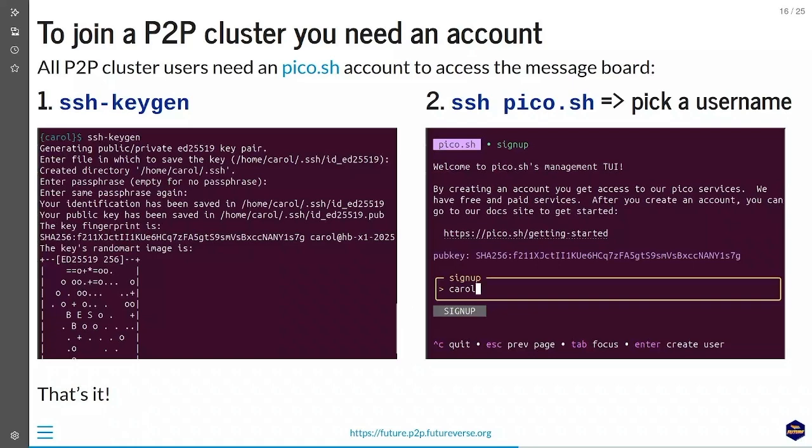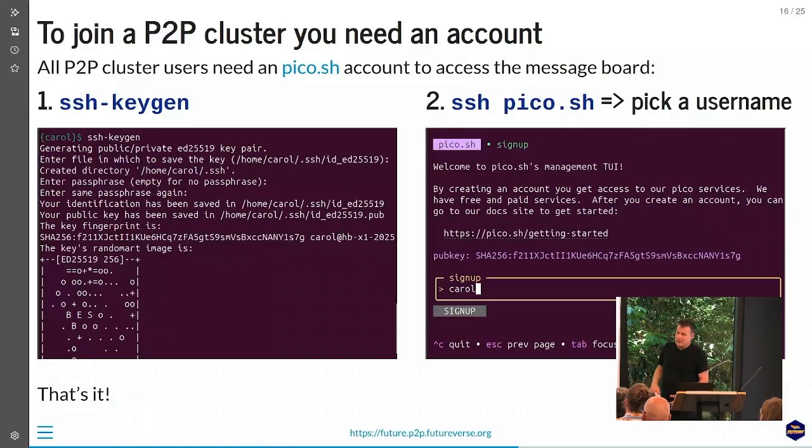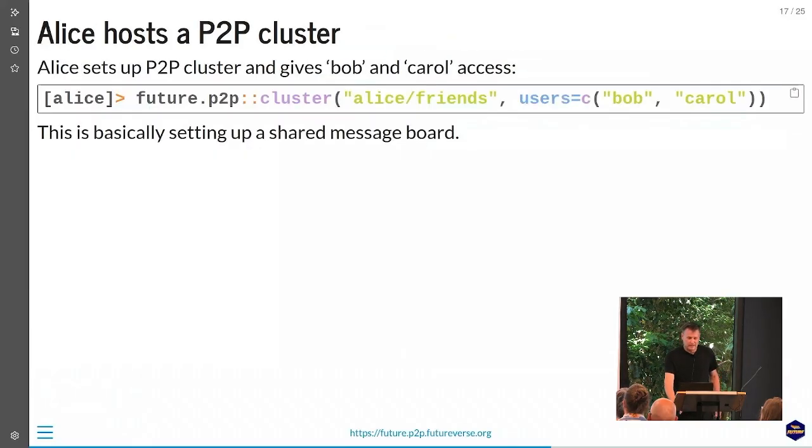And you get presented with this interface, a TUI, not a GUI, saying, hey, welcome, create a username. So here's Carol signing up, press enter, you're done. No emails, no verification. The verification is from your key. That's it. Now you have a username in the peer-to-peer cluster. So now Alice, somewhere in the world, in R, can set up this cluster and invite users, Bob and Carol, to have access to it. Basically, this is just like I'm hosting a message board. There's no traffic really going through Alice's computer.